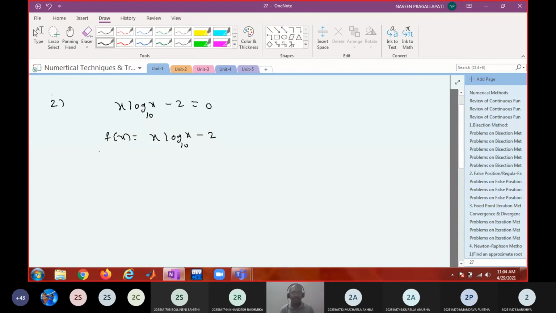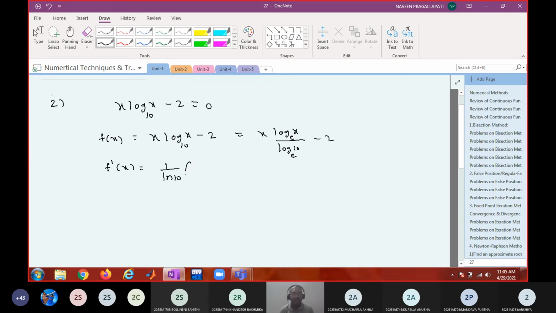What is f dash of x? Can you tell me? What is the derivative of this function? You can write this as x into log x to the base e by log 10 to the base e, minus 2. Am I right? So 1 by log 10 to the base e is constant. Okay, so 1 by ln 10 is constant.